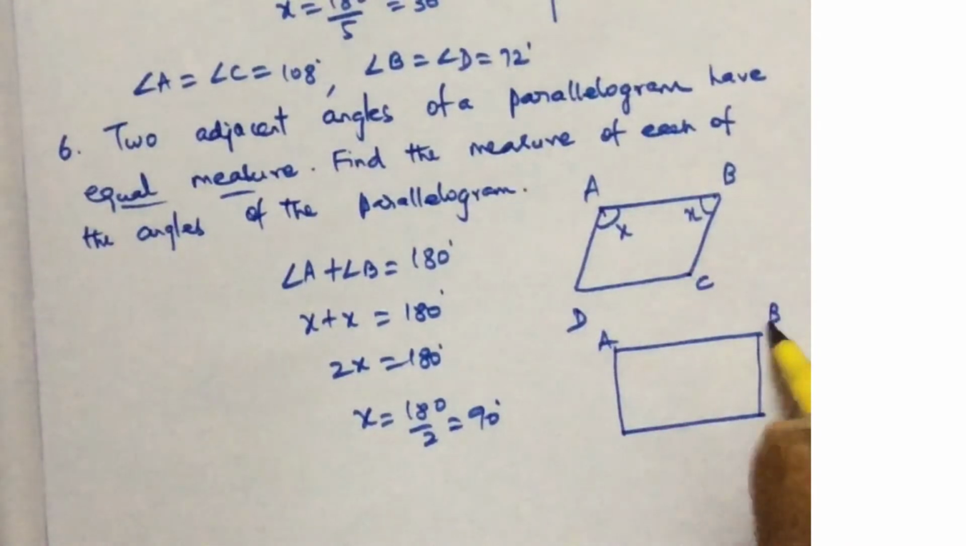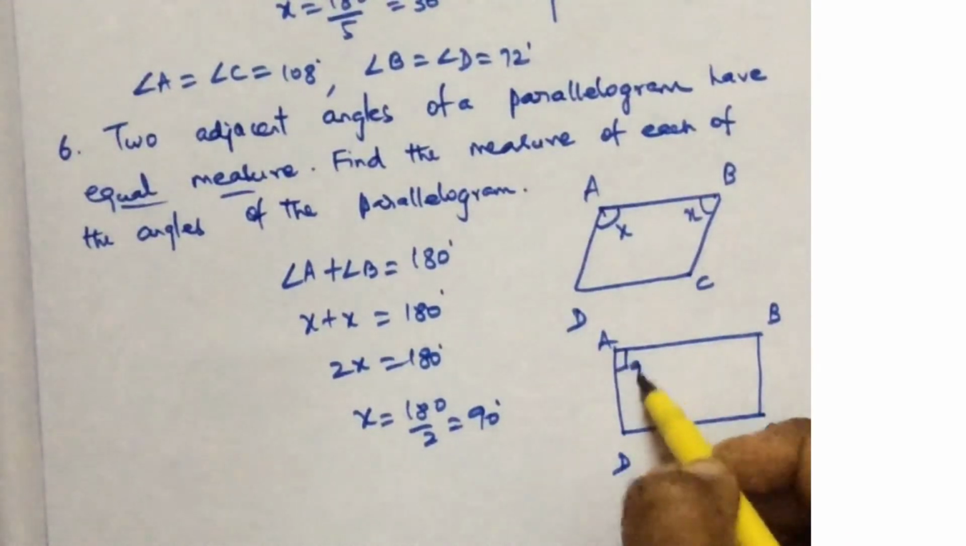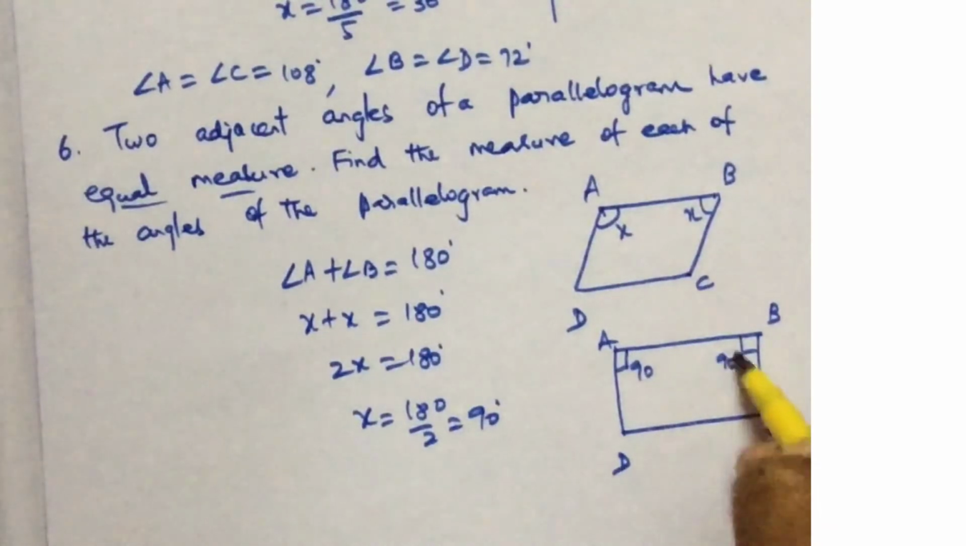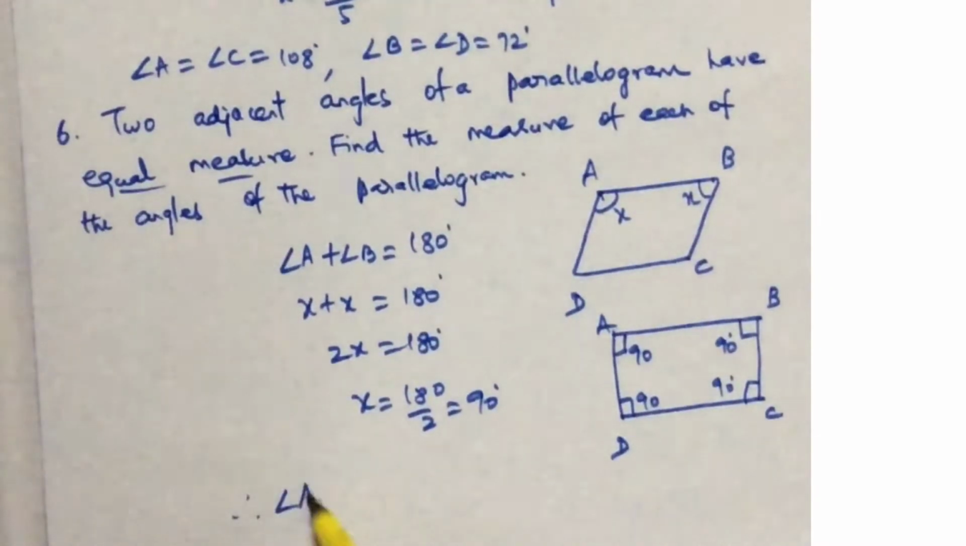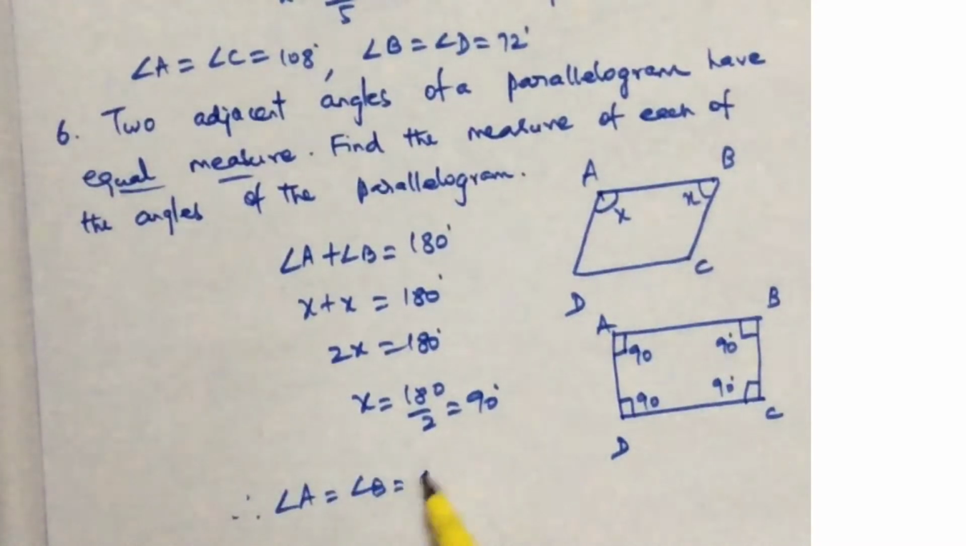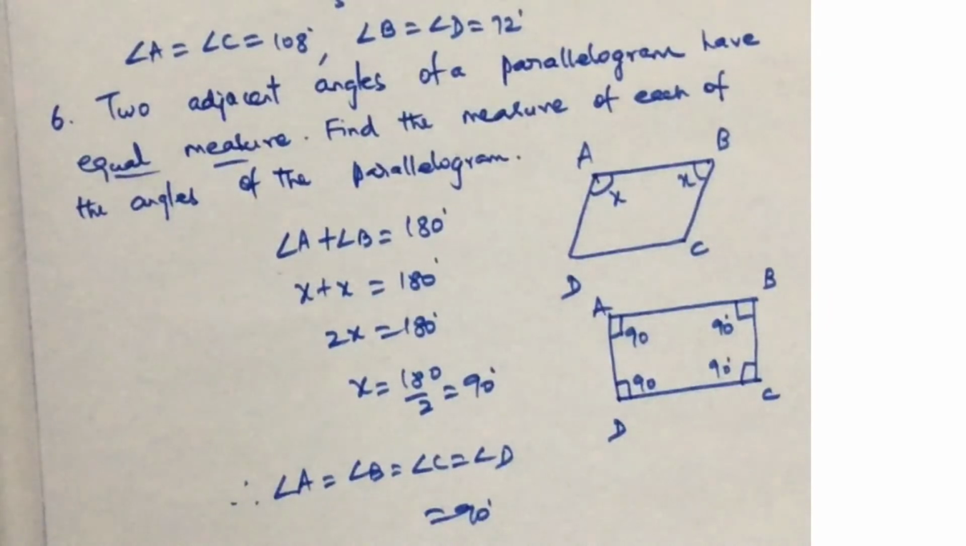A, B, C and D. If this is 90, this is 90, and all four angles should be 90. Therefore, angle A equals angle B equals angle C equals angle D, that is equal to 90 degrees, which is a rectangle. The possibility is that it may also be a square.